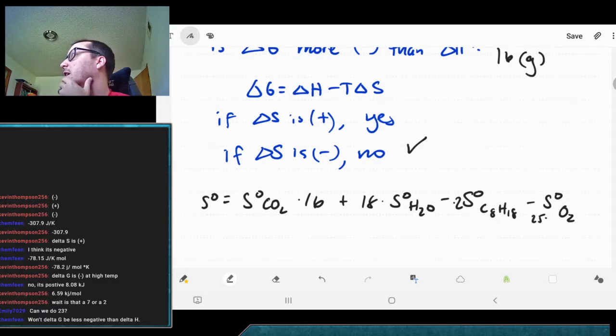Do we even have octane on our list? That's the real question. We might have to look it up elsewhere for our purposes here. Okay, let's look it up. Octane, standard entropy.